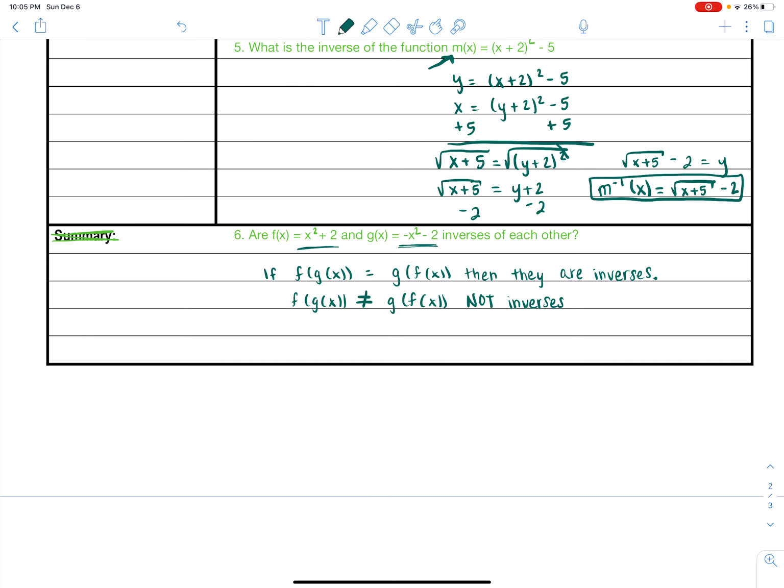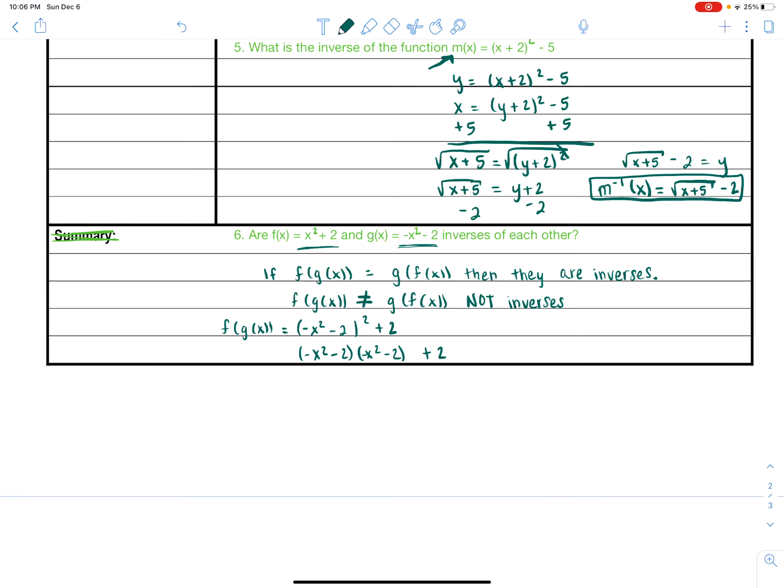So f of g of x means I'm going to put the g function inside of the f function. So I'm going to start with my f function, take the x out, squared plus 2, and I'm going to put g inside where x used to be. So negative x squared minus 2. Okay, first I need to square that. So I have negative x squared minus 2 times itself, and then this plus 2 is hanging out at the end.